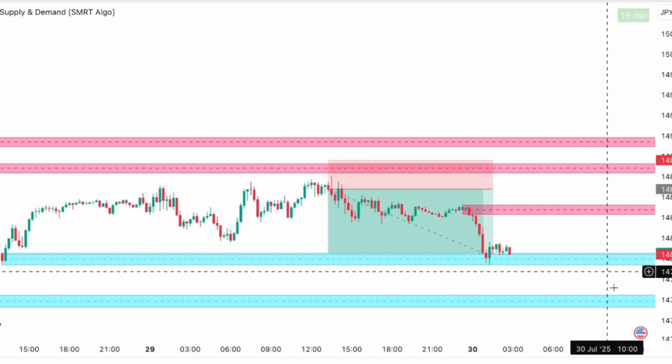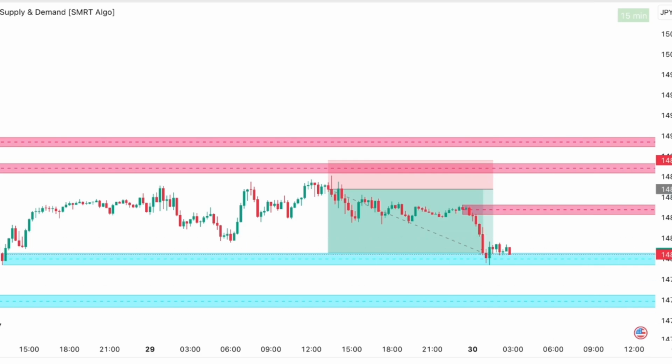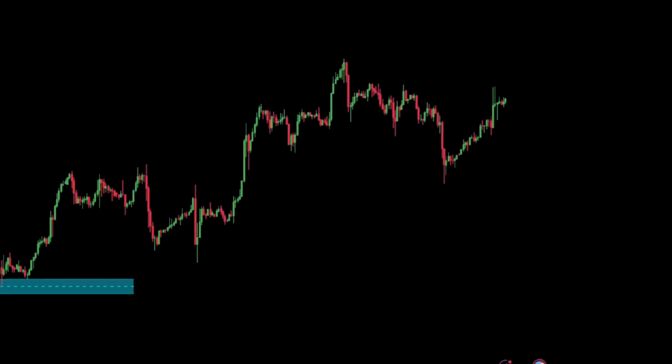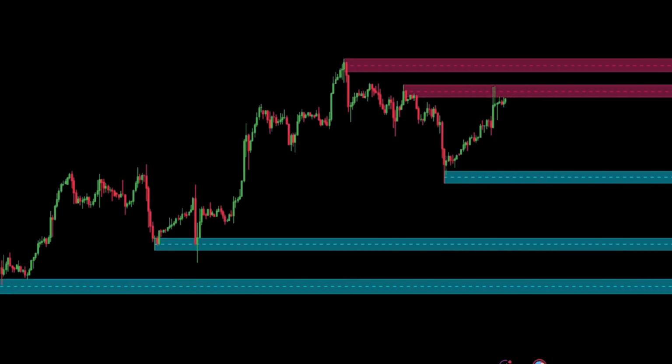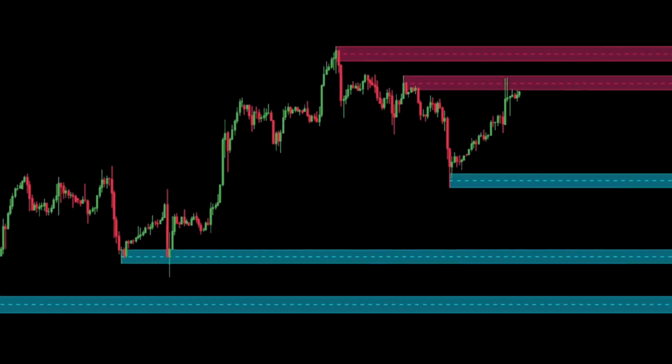So that's how I use this multi-time frame supply and demand indicator to find safer and higher probability trades. Honestly, it saves me a ton of time because I don't need to manually draw zones on every single time frame. It's all done for me.